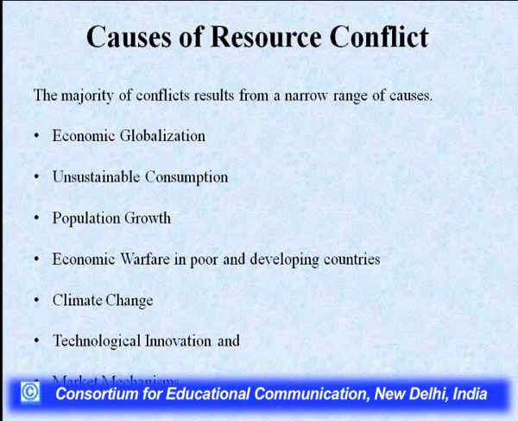Economic globalization is the most important cause of resource conflict, because with the dawn of human civilization, different countries are trying to make, or the world is being globalized. By this globalization, the demand for different products is increasing because of the higher standard of living and higher demand for products. This is also a very important cause of resource conflict.